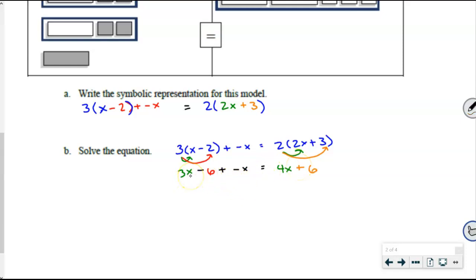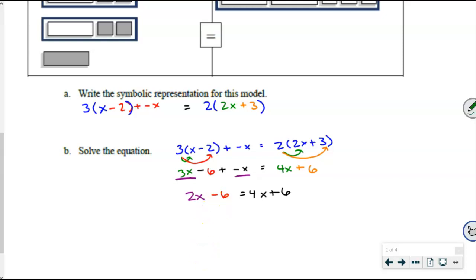And I can't quite start solving yet because, like I mentioned, we've got some like terms that we need to combine over here on the left. 3x tiles and a negative x tile, that's going to combine to give me 2x tiles. Minus 6, which is equal to and balanced with the 4x plus 6.